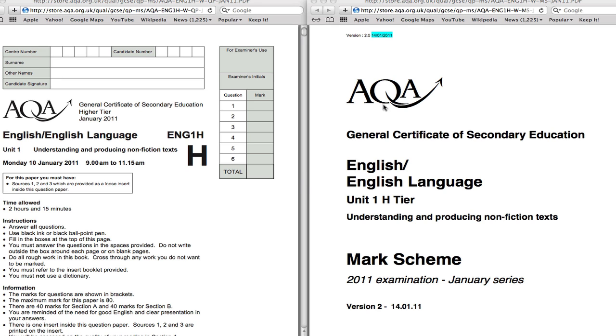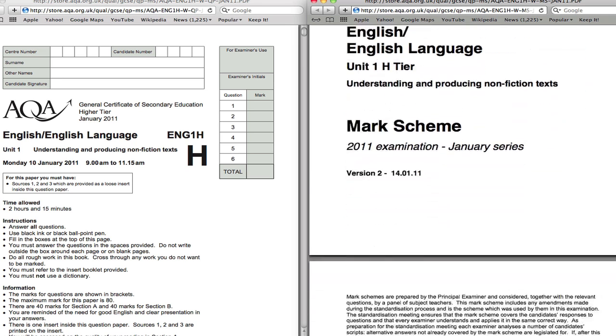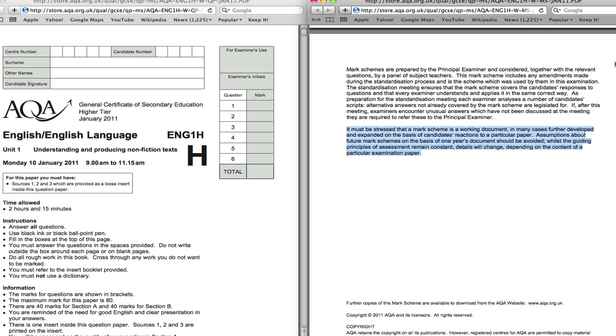The first thing you should actually notice is that AQA have put in a kind of disclaimer just here. It must be stressed that the mark scheme is a working document and in many cases has developed and expanded on the basis of candidates' reactions to a particular paper. Basically, because this is a new exam, they're saying here we have the right to change some things, etc., etc.